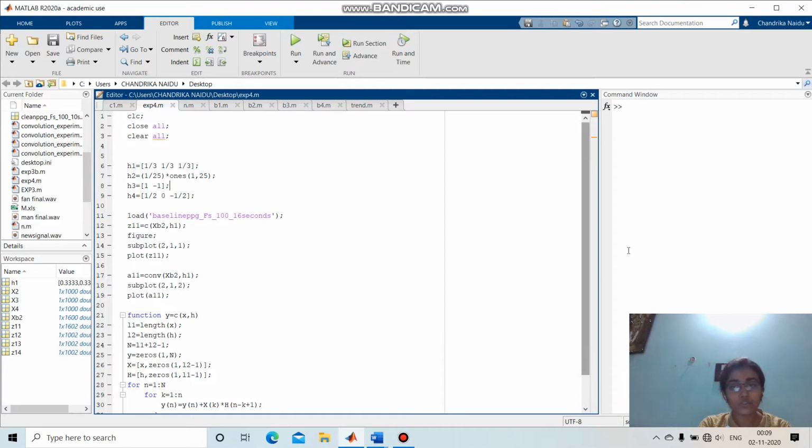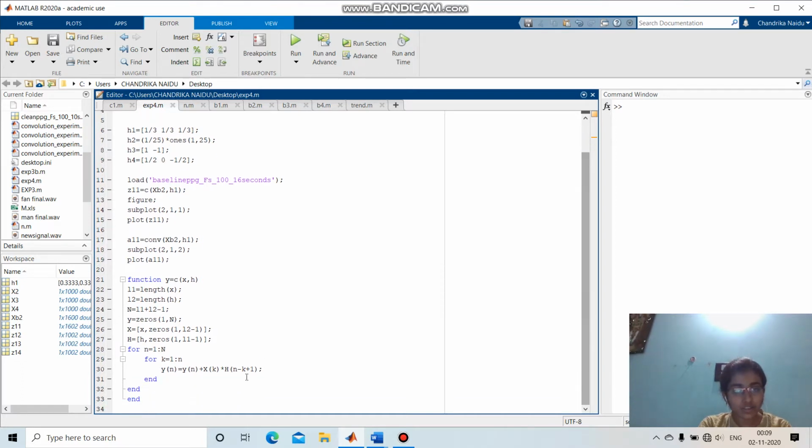And then we know for convolution the formula is sigma k equals to 0 to n x of k h of n minus k. So we have taken here k value from 1 to n, not from 0 to n minus 1. So we have to add n minus k plus 1.